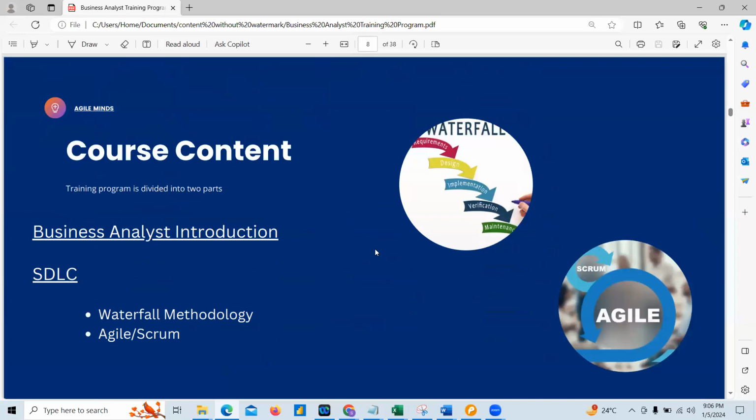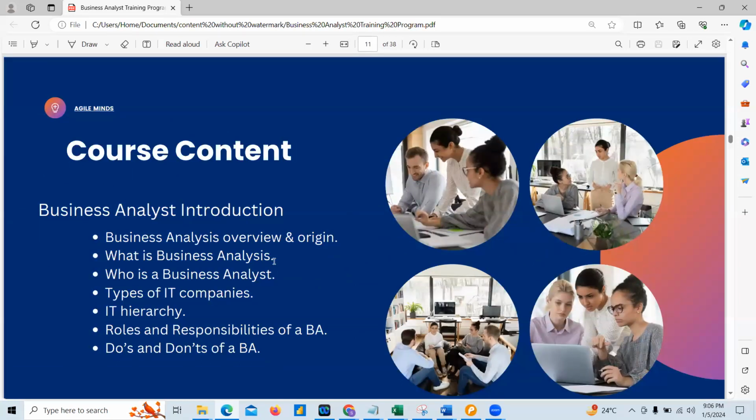So my training program is divided into two parts. One is introduction to BA and one is SDLC. So what do we discuss in the business analyst introduction? We'll get to know why the business analyst role originated. Before the BA role originated, there were IT companies, development was happening, projects were getting successful, but still experts introduced the BA role at that point in time. We'll know what the reason was to introduce a BA role, and what difference the BA brought into project development or the software development life cycle. And we'll also see what the types of companies in the IT industry are.